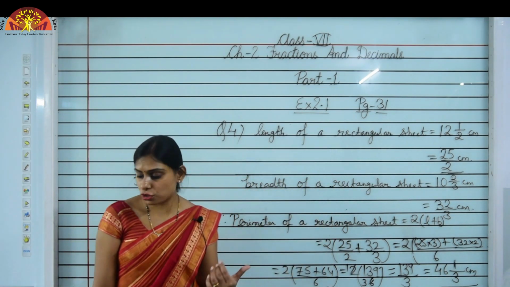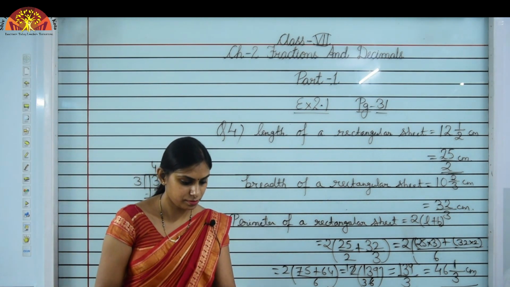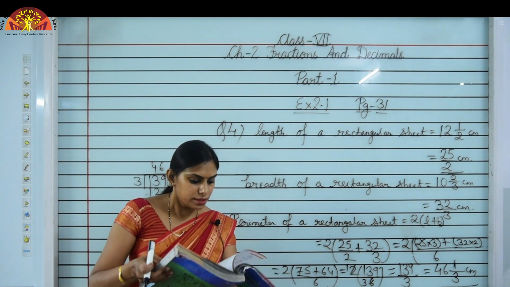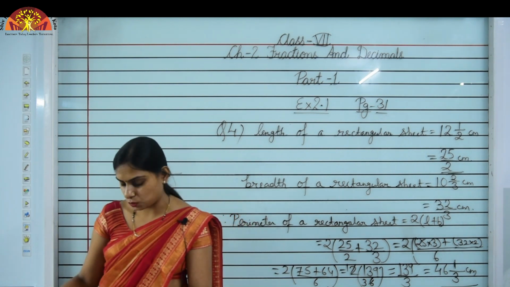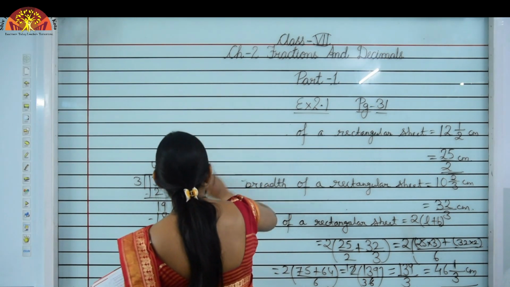Now just see the next question over here, children. Now just go through question number 7, that is on page number 32. Okay, that is question number 7, page 32. Just go through the question, children.